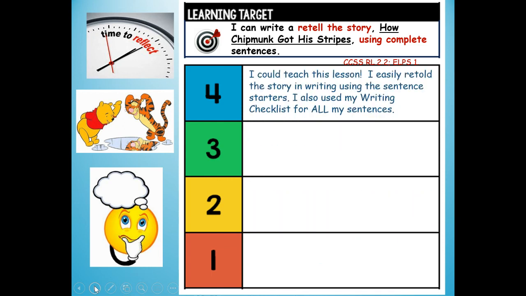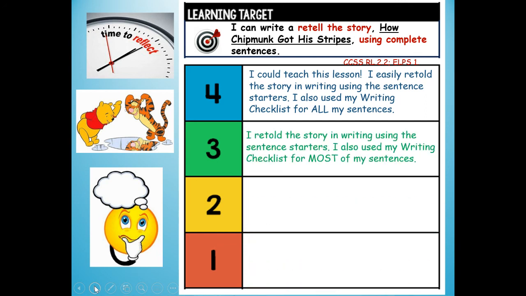Would you give yourself a 4? I could teach this lesson. I easily retold the story in writing using the sentence starters. I also used my writing checklist for all of my sentences. Or would you give yourself a 3? I retold the story in writing using the sentence starters. I also used my writing checklist for most of my sentences.